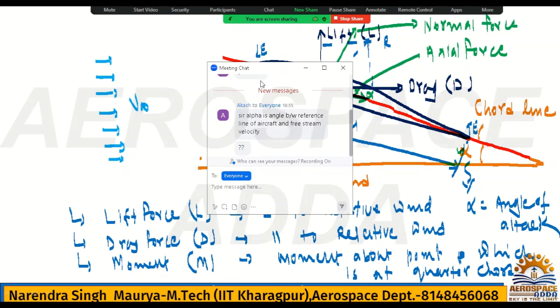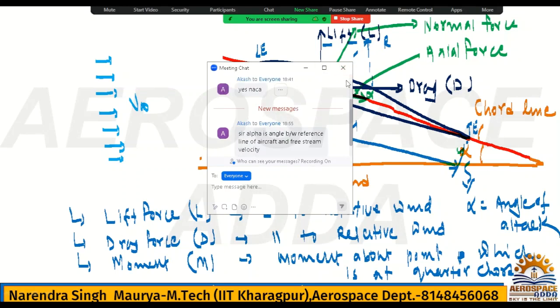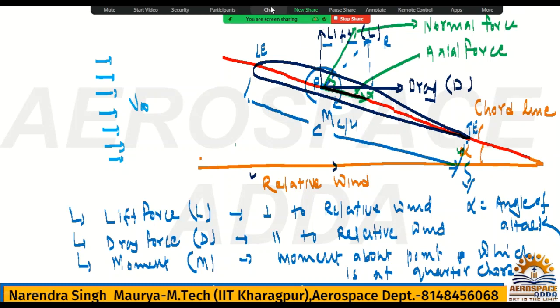Alpha is the angle between the reference line of the aircraft and the free stream velocity. Reference line, in the sense, if you talk about the aircraft, it will be the horizontal surface. But this is not exactly the aircraft, this is a part of it. I'm talking about the wing, and in the sense of wing I'm talking about the airfoil only. Lift and drag are produced over the surface of the wing, and the cross section of the wing is the airfoil, so I have taken this airfoil. All right, hope you understood this.